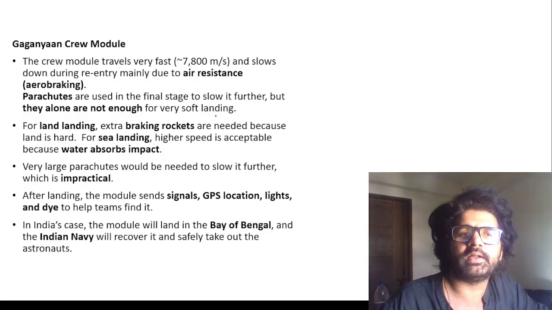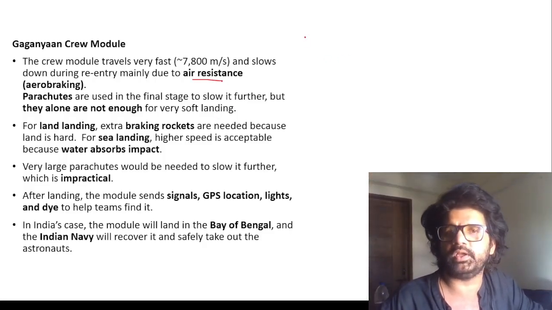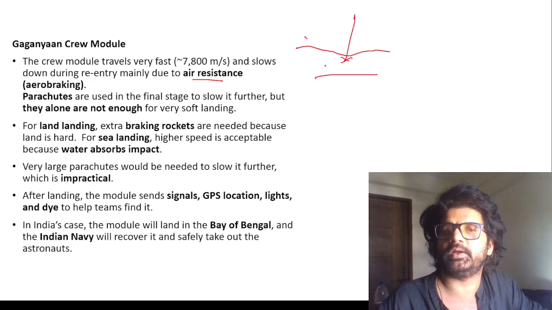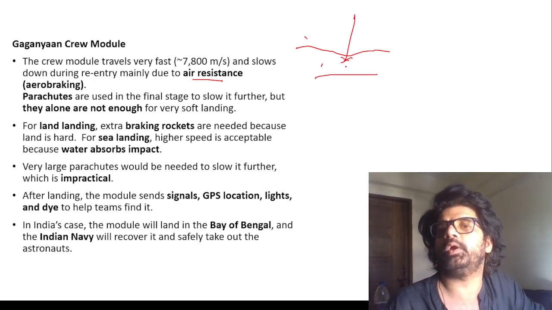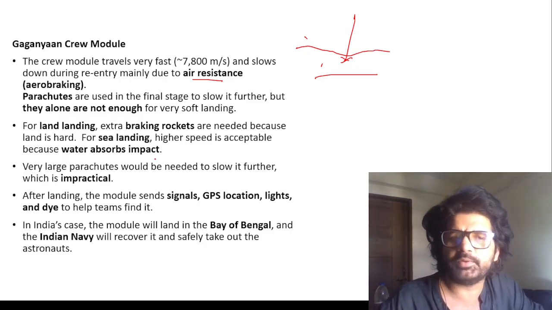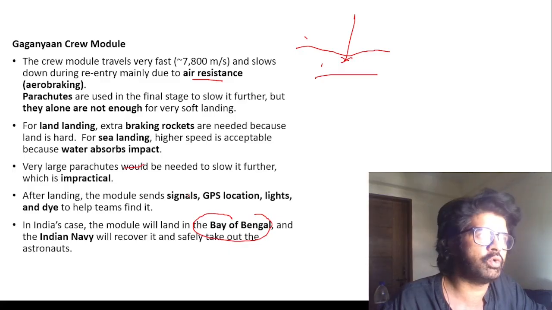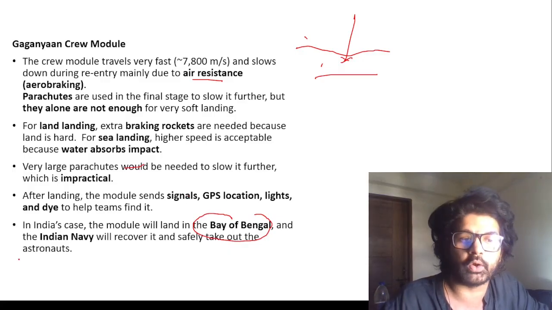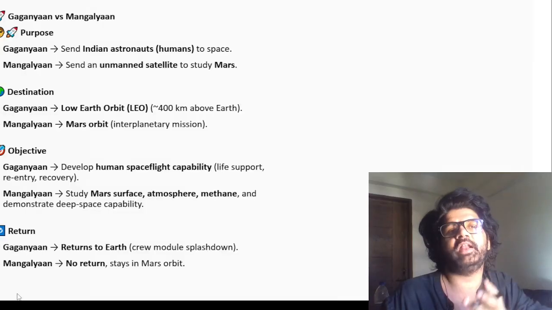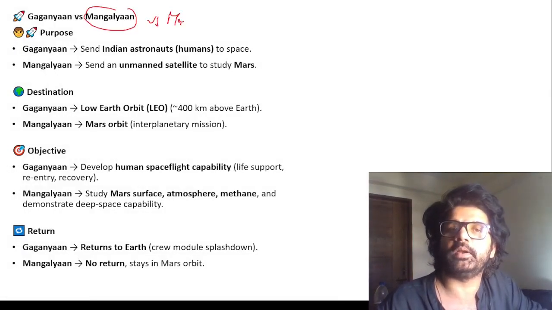So how will they come back? They will use air resistance from the atmosphere when they are coming back. The atmosphere will exert some amount of pressure on them, which is known as air resistance or air drag. That will also slow them down. There will be many other things which will happen. You can read it, and then they will fall into the Bay of Bengal. What is important here is the comparative analysis of Gaganyaan and Mangalyaan. Also revise that Mangalyaan versus Maven thing which we have done in part 3.